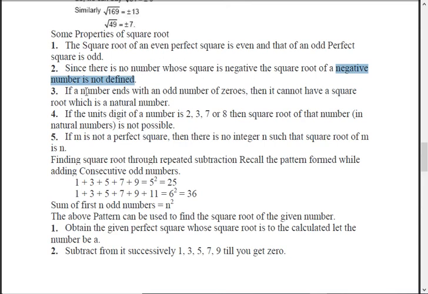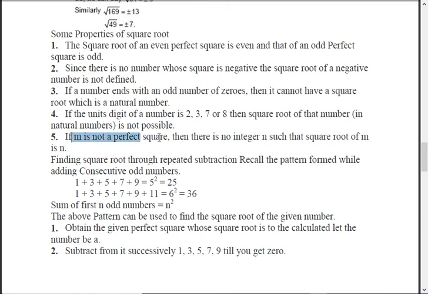If a number ends with an odd number of zeros, then it cannot have a square root. Means you can't find the square root of, say, 350. Odd number of zeros. You can't find the square root of, say, 35,000. But with 35 and 4 zeros, there may be a square root. So odd number of zeros, definitely no square root. If the units digit of a number is 2, 3, 7 or 8, then the square root of the number is not possible. 2, 3, 7, 8, no square root possible.